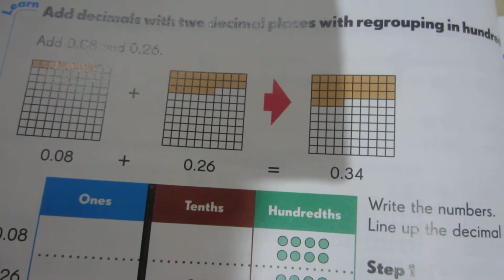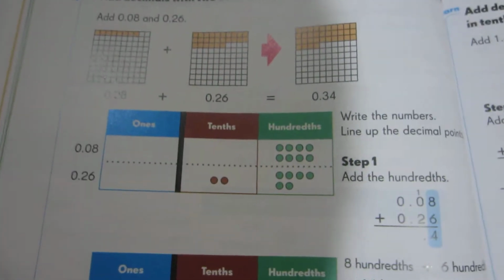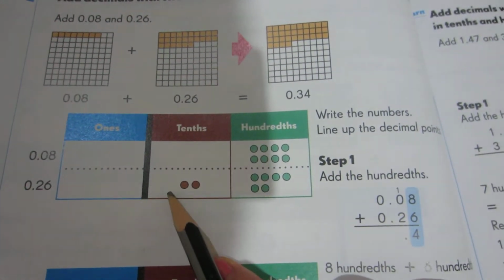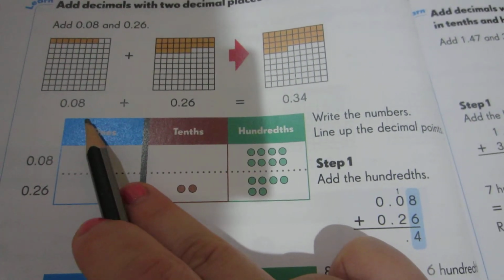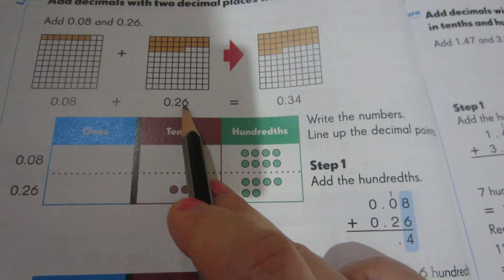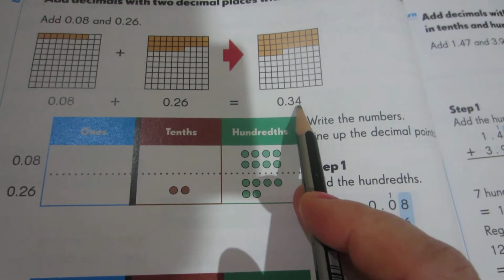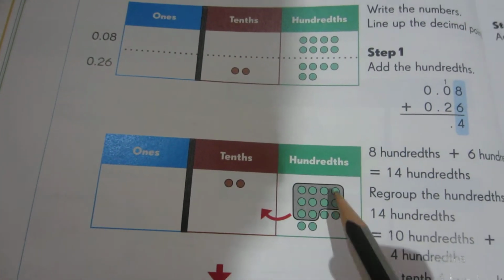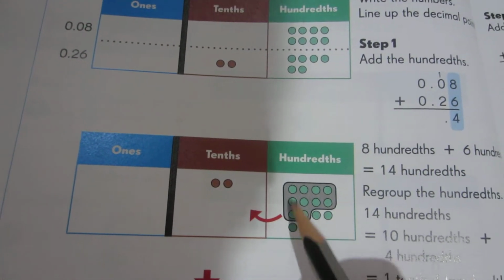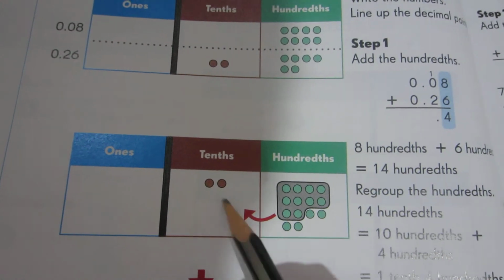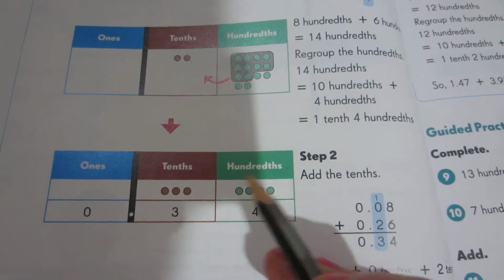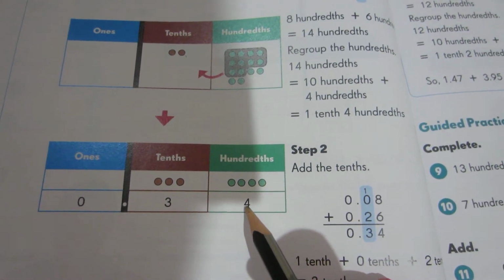This one is with regrouping, but this is the same way when it's already more than 10. So from hundredths it moves to the tenths, like this. 0.08 plus 0.26 equals 0.34. So now the tenths, we have 3 parts of tenths because the hundredths are more than 10, so it goes to the tenths group. So the tenths group is now 3 and the hundredths is now 4.